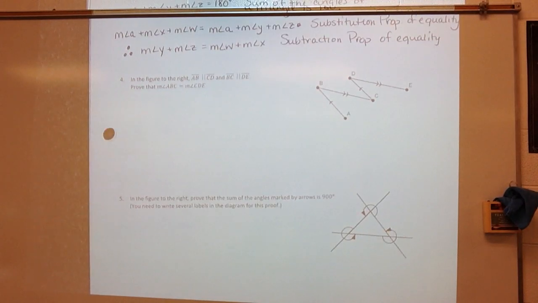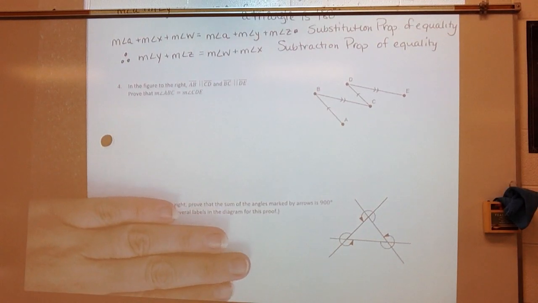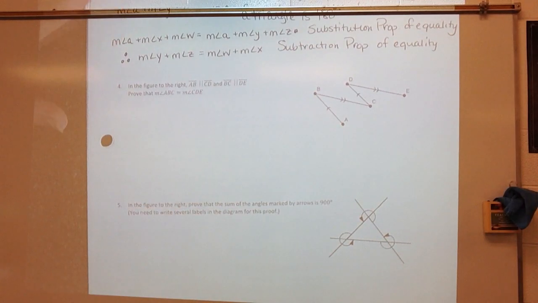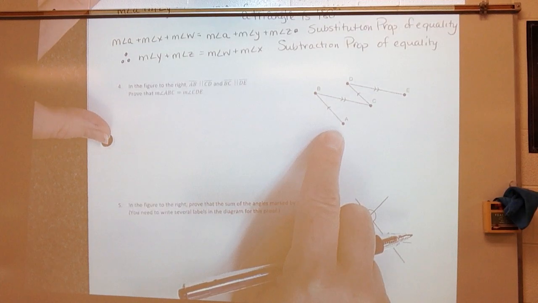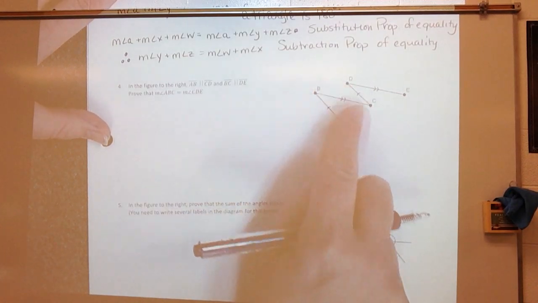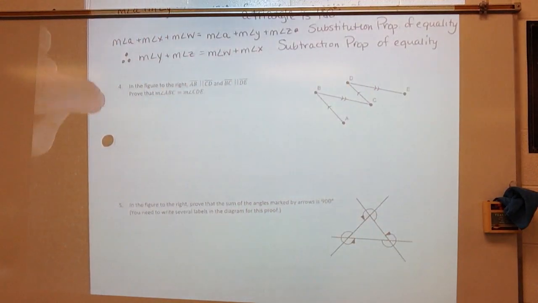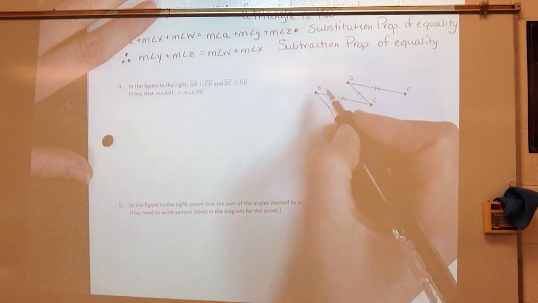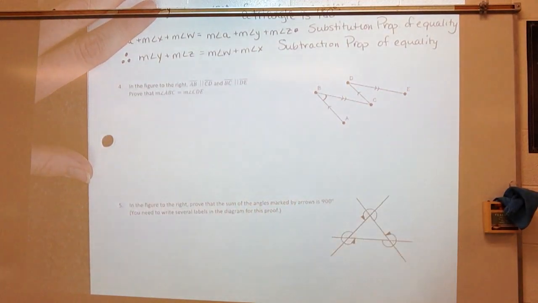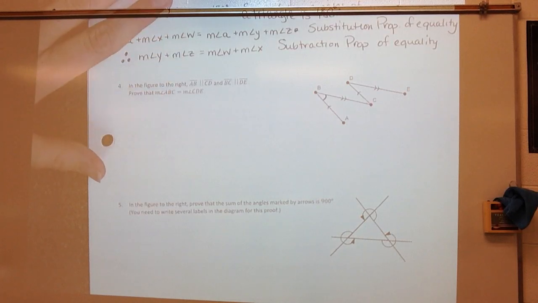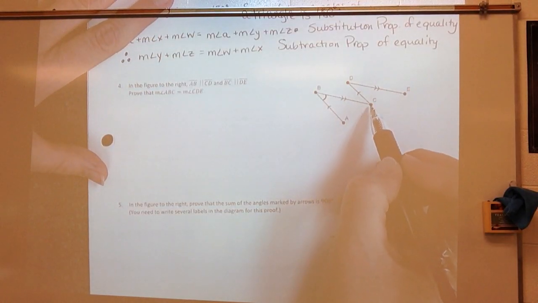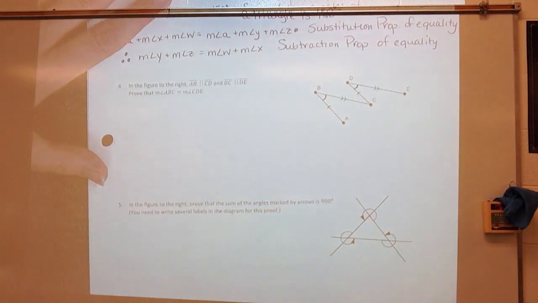Number 4, in the figure to the right. Now this tells me some information. It tells me that segment AB is parallel to segment CD, and it tells me segment BC is parallel to segment DE. I want to prove that the measure of angle ABC, so this angle here, is equal to the measure of angle CDE. So I want to prove that these two angles are congruent. How do I do that?